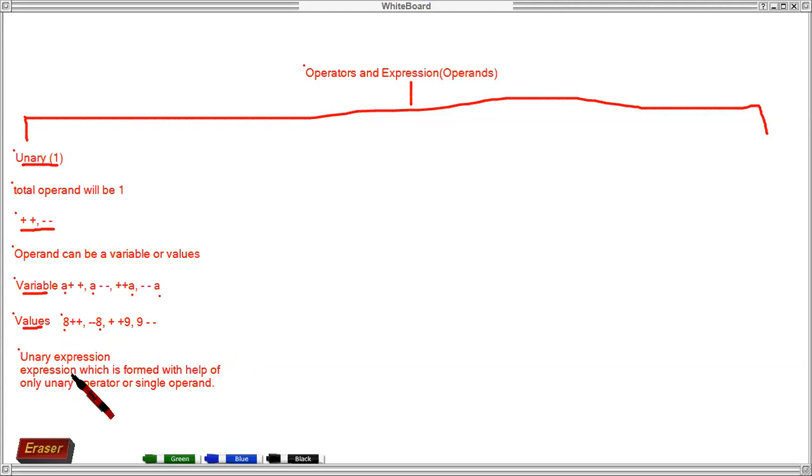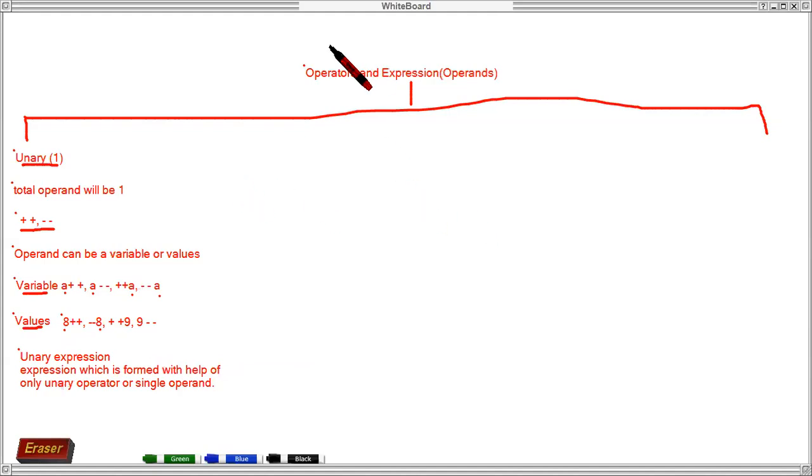So what is a unary expression? An expression which is formed with the help of only a unary operator, that is plus plus, minus minus. You can consider it as a unary operator, or you can also define it as a single operand. I repeat, single operand. When I say single operand, that means either a single variable or a single value. So overall, this is how operators and expressions look in terms of the unary concept.